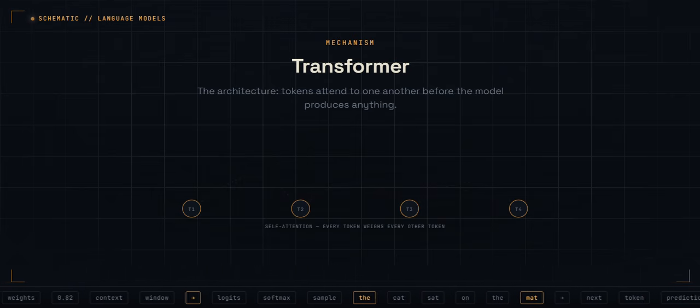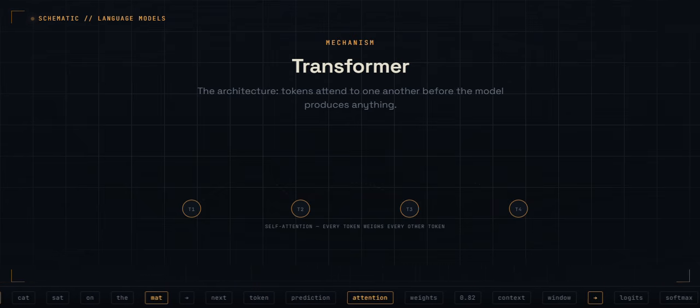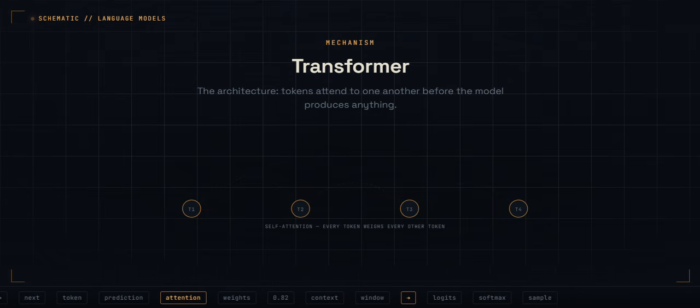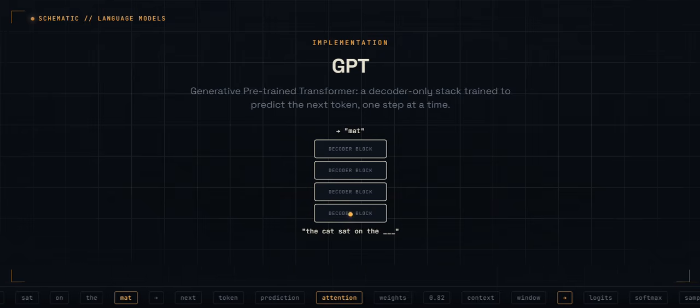Notice these animated connections. Every token is asking questions like, which other words are important for understanding me? That's why transformers understand context so much better than older models. This single innovation completely changed AI. In fact, almost every modern language model today is built on transformer ideas.